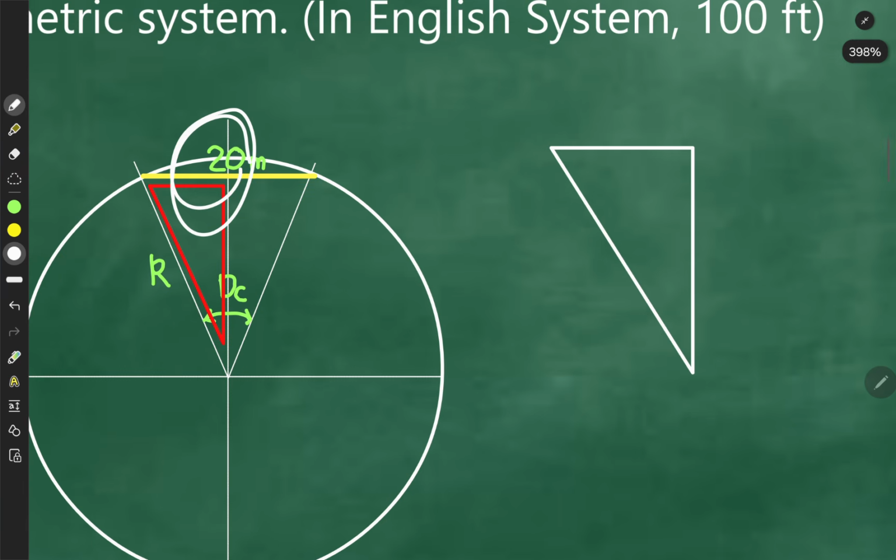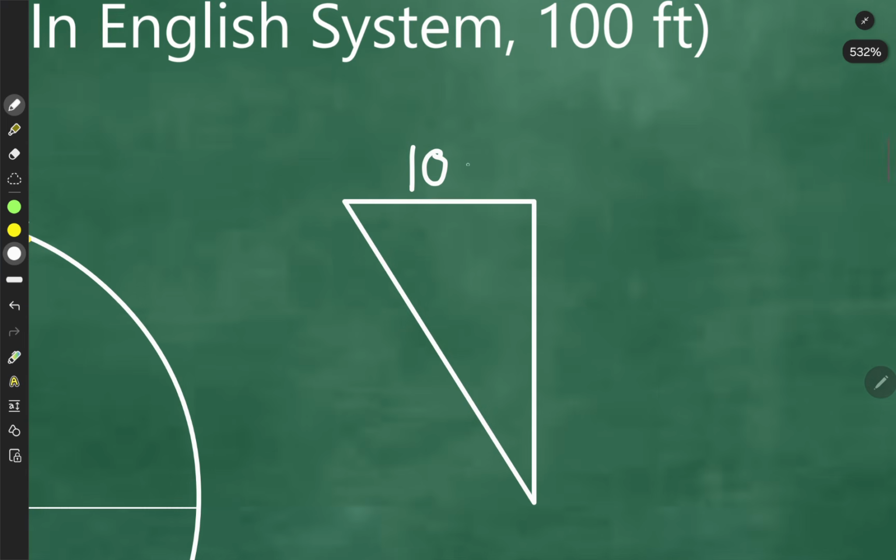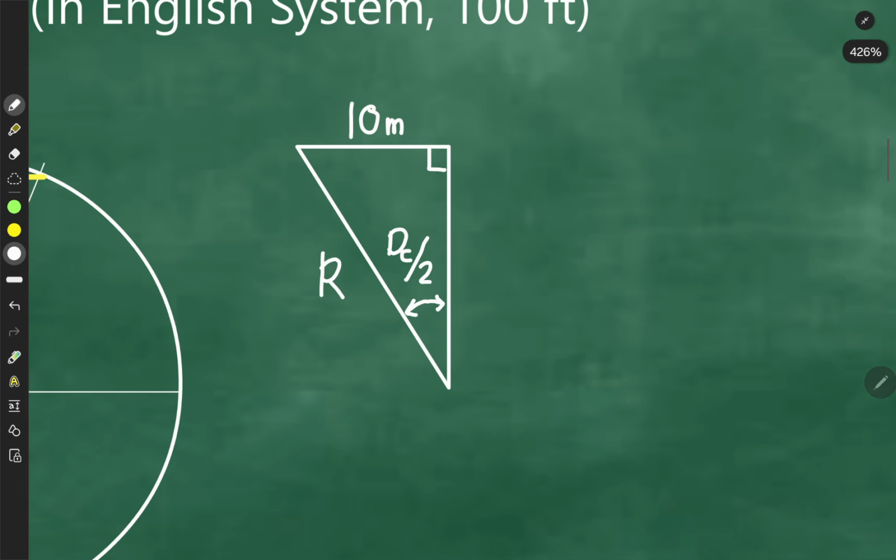So dahil ito ay nahati na ngayon sa dalawa, yung 20 meters, this time this is now 10 meters. This is still our radius. And this time this is half ng DC. Okay? So this is still right angle. So anong pwede nating magamit dito as our trigo function?